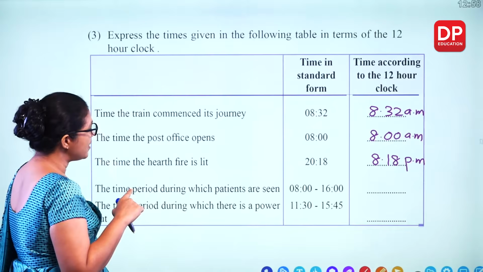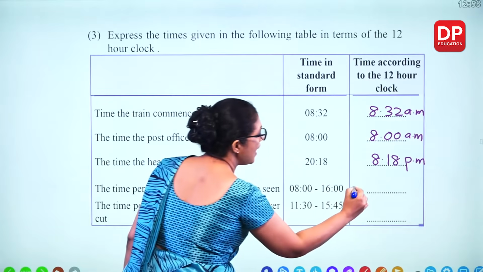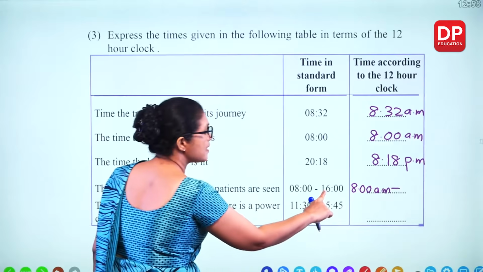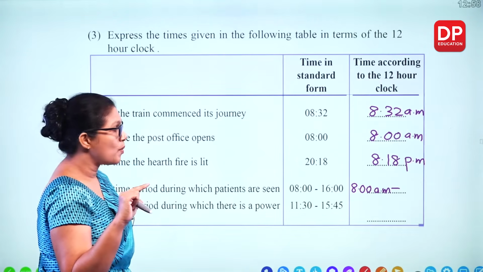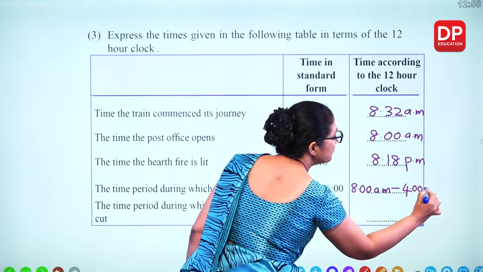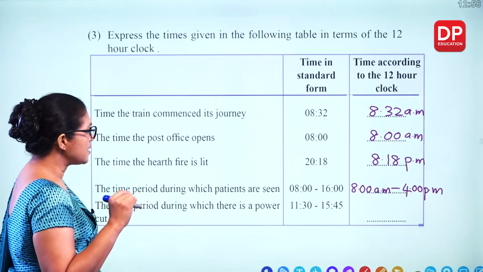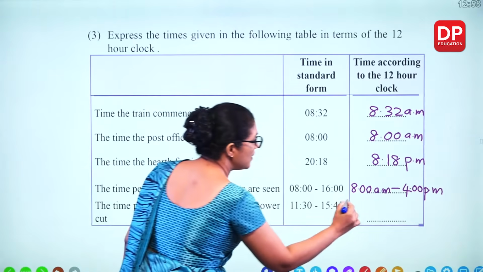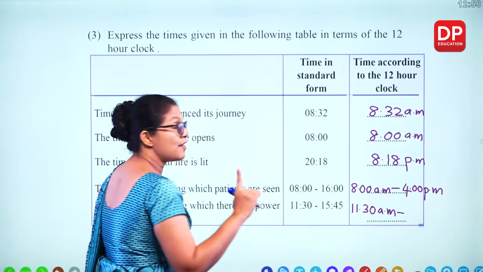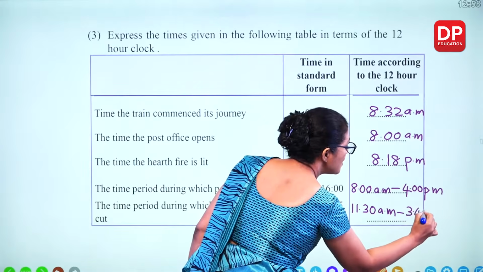This one, the time period during which patients are seen, 8 in the morning, so 8 a.m. to 16 means more than 12. Subtract 12, 16 minus 12, you get 4. 4 p.m. This one, the time period during which there is a power cut, 11:30 less than 12, so that means 11:30 a.m. to 15. 15 means more than 12, so subtract 12, 3:45 p.m.